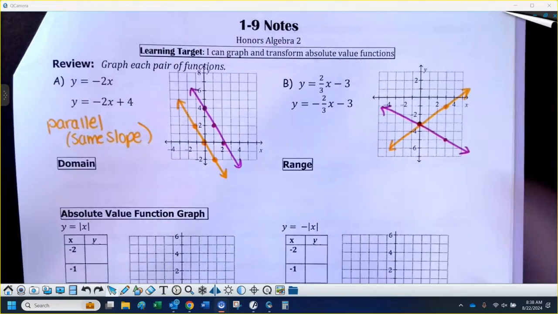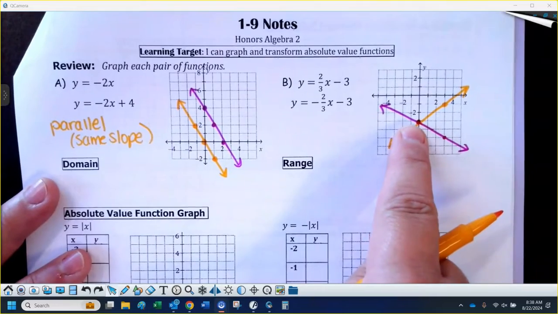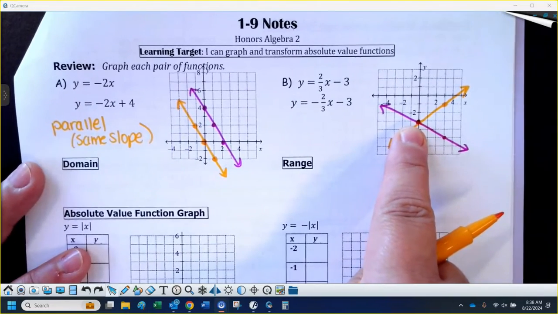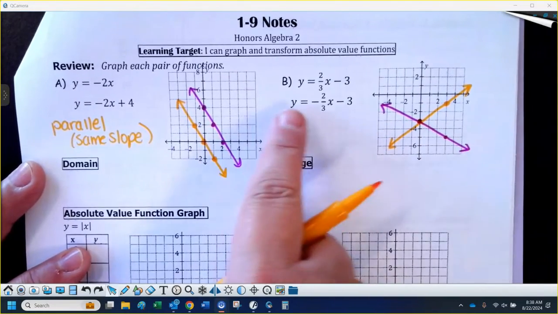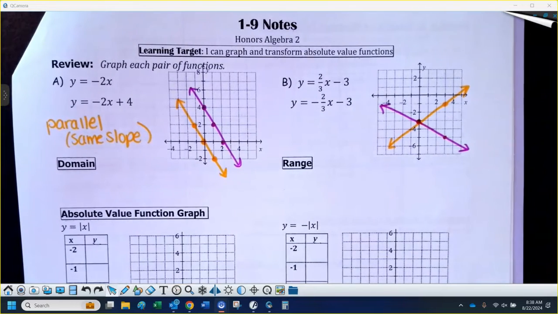Flip the numbers. So these do intersect, right? They share a point here in common, which you're going to see on almost all the graphs we're going to do today. But they are not perpendicular to each other because they're opposites, but they're not opposite reciprocals for the slope. Anybody have a question about graphing those?